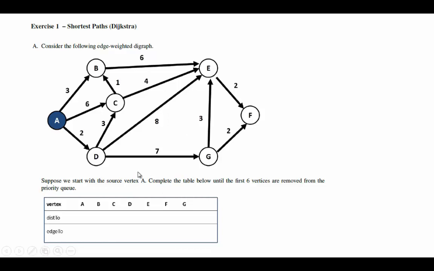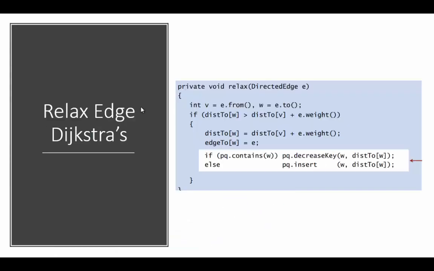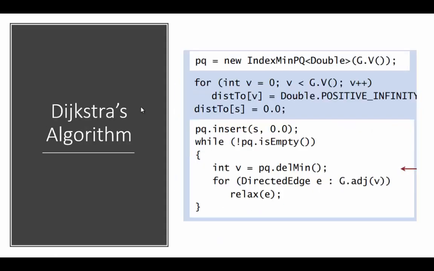So when you apply Dijkstra's algorithm, at the end of the algorithm you will have distTo, that is the distance from A to all the other vertices, and edgeTo, which edge was used to reach that vertex. So let's go back and look at what Dijkstra's algorithm means.